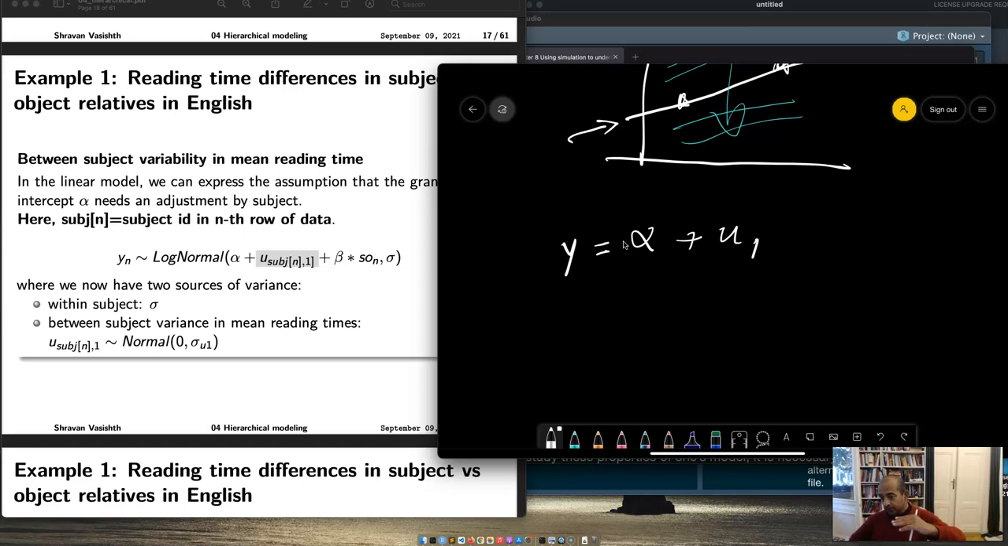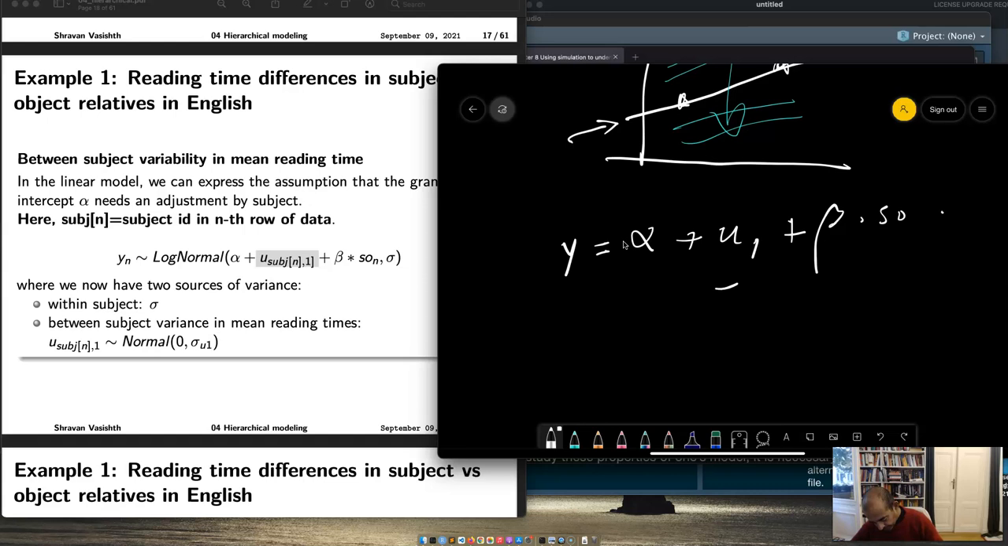Then that U sub 1 for that subject will be negative. If the subject has exactly the same mean reading time as the average of those 42 subjects, then U sub 1 will be 0. So this thing can be positive, negative, or 0. This here is my intercept adjustment. Everything else remains the same.